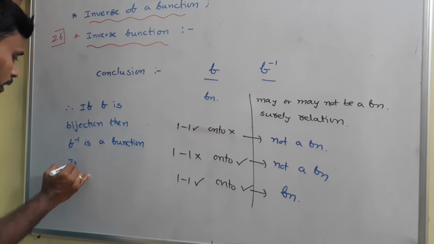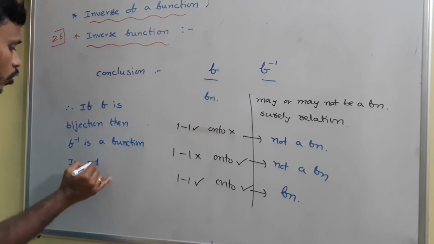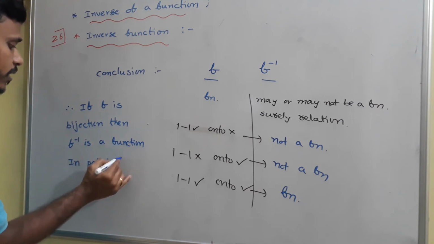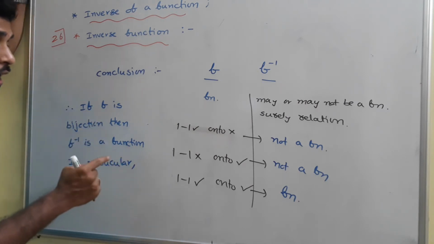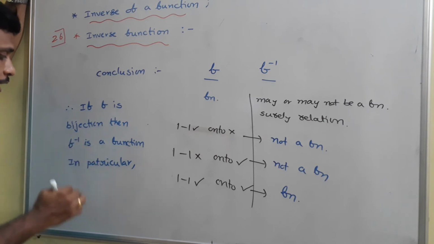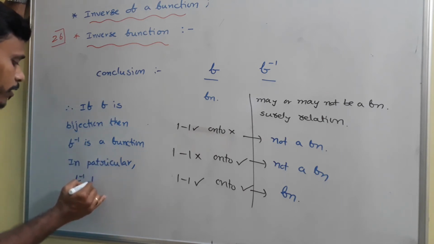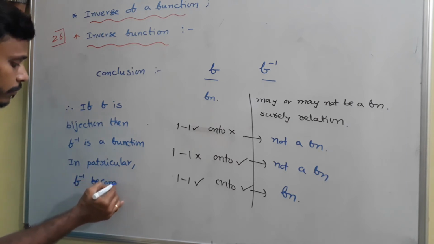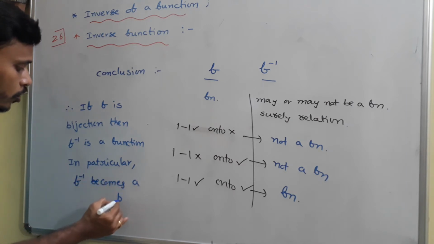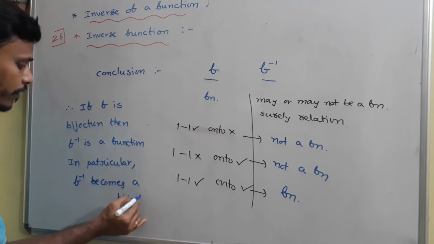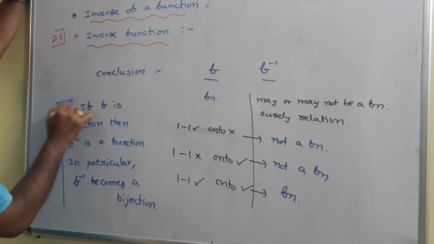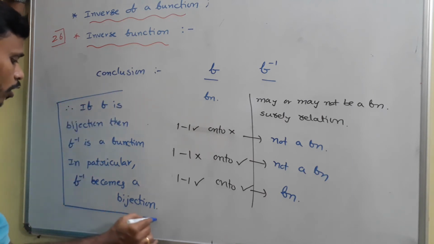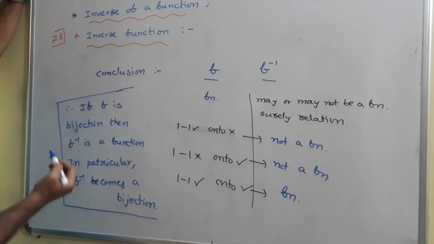In particular, it becomes bijection also. Just look at the above examples once again. If f is a bijection, that is one-one and onto, f inverse is not only a function, it directly becomes a bijection. In particular, f inverse becomes a bijection. So if f is a bijection, then only f inverse is a function, and that f inverse is again a bijection also.